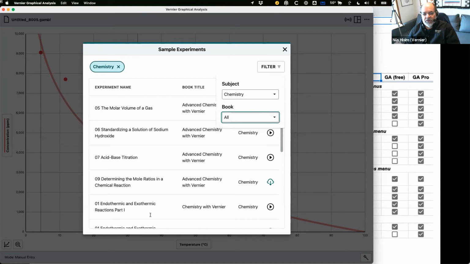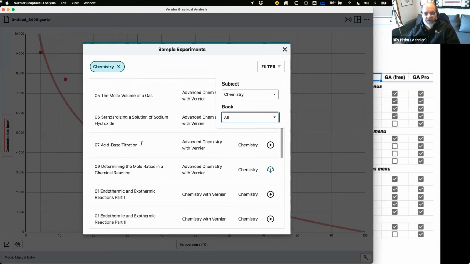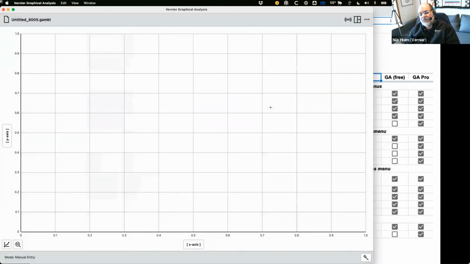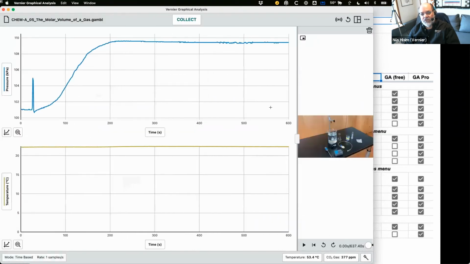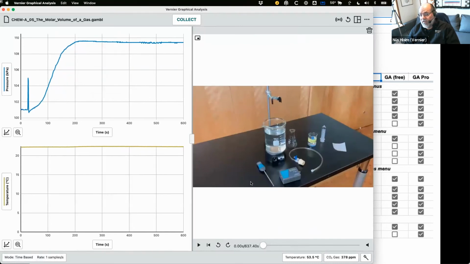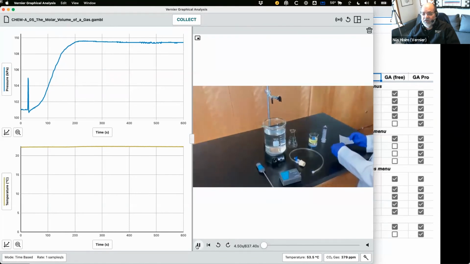There are different experiments here, and all of these have videos attached to them. The time-based ones are the ones where the videos are synchronized to the data. So like this molar volume of a gas experiment is a time-based one. What Melissa did is, while she was collecting the data, she also took a video. So you can play the video and you'll get to see Melissa setting this all up. Those are Melissa's beautiful blue hands there.